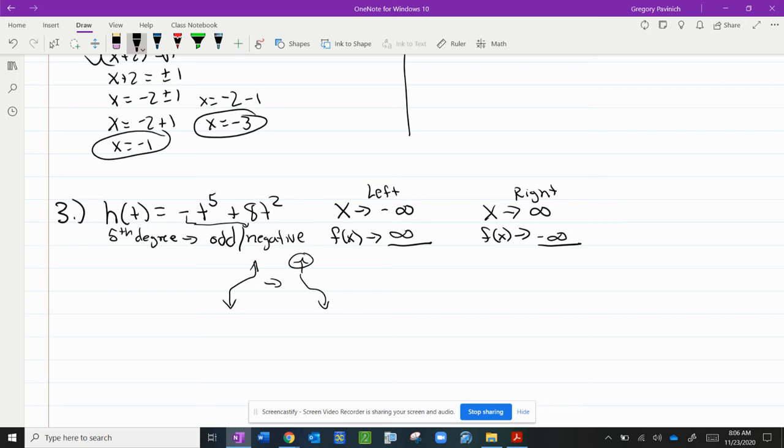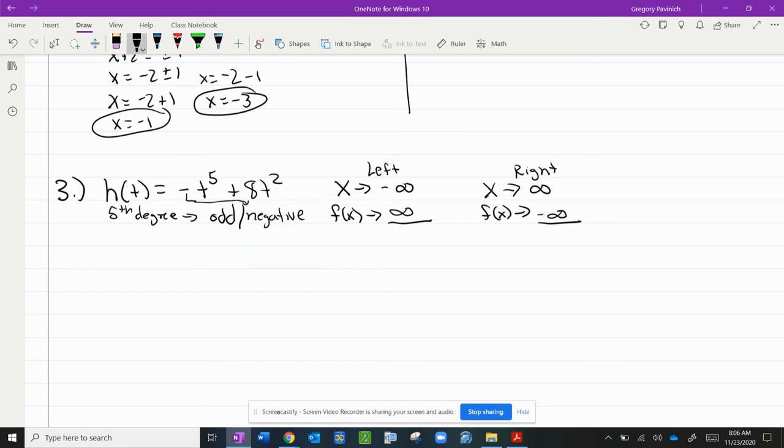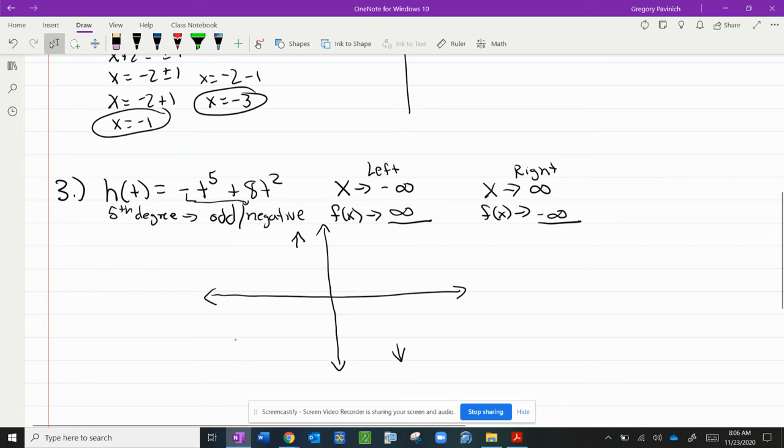And then it wants me to sketch a graph. So this is the hard part of this problem. If I want to sketch this graph, and this is just a rough sketch, then besides knowing that it falls down and rises up, I need to know a little bit more information. It is a 5th degree, so there's a possibility for it to have lots of x-intercepts, a total of 5.